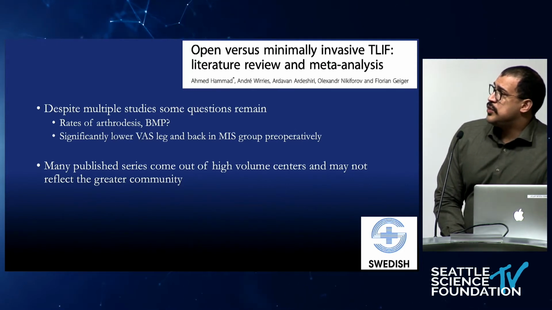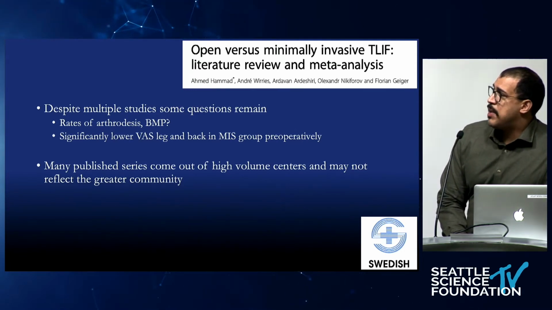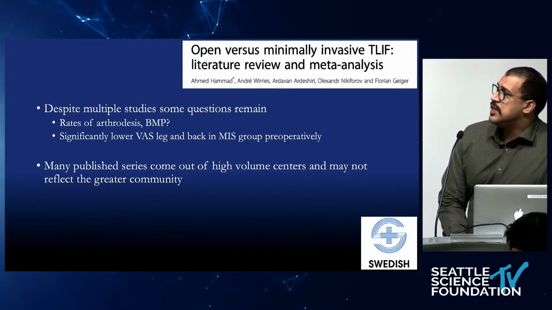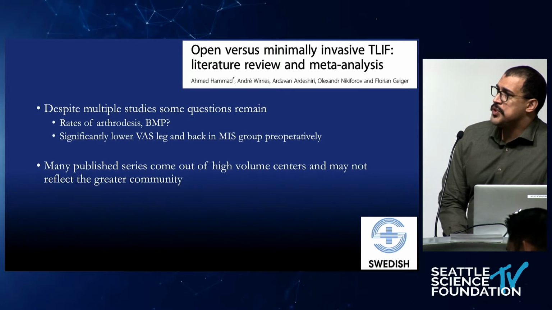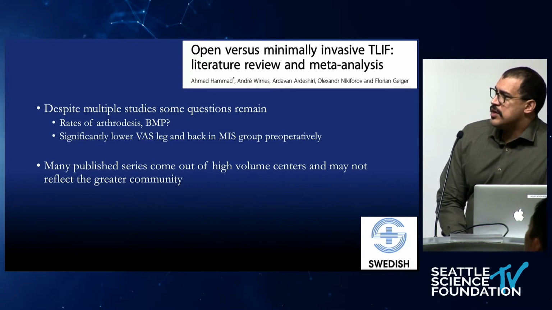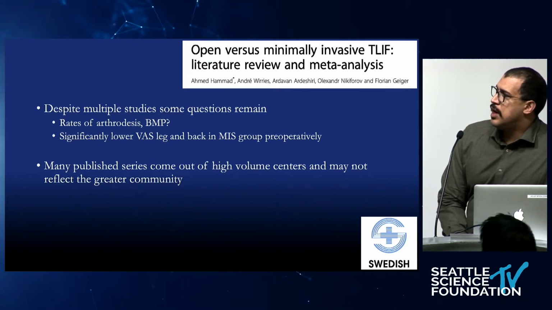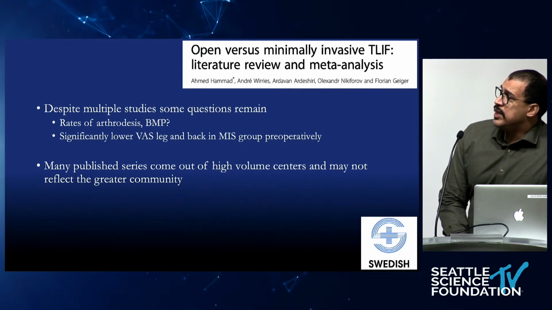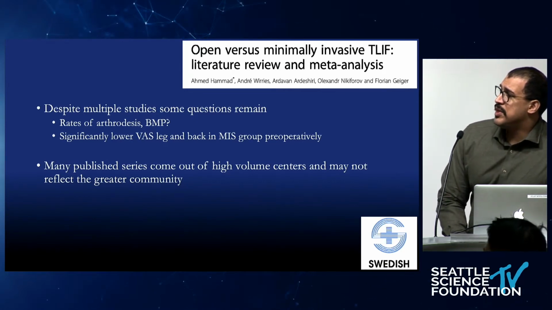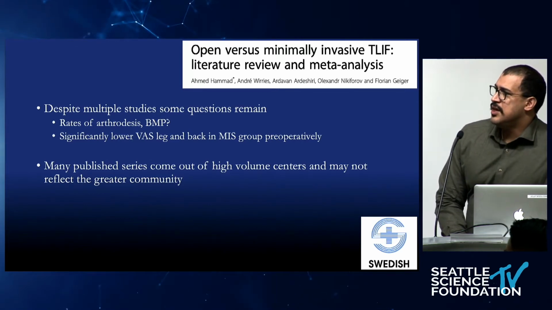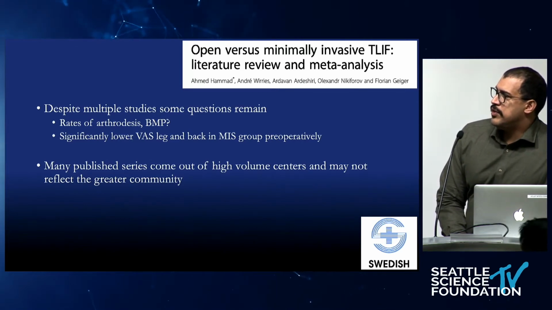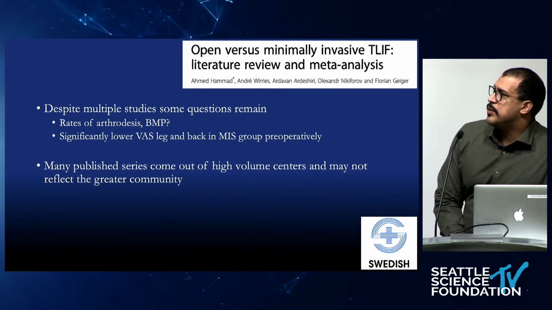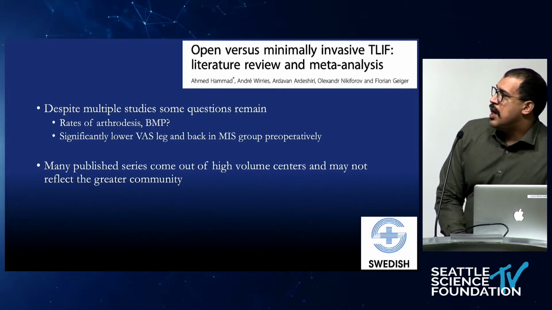In this study, they showed that the VAS leg and back scores were significantly lower in all studies in the MIS group. So clearly there is a patient selection factor. Everybody gets better in both MIS and open, but the open group has always seemed to be a little bit worse off. As clinicians, we know that there are reasons behind that, but you need to look into those data when you're looking at these studies.